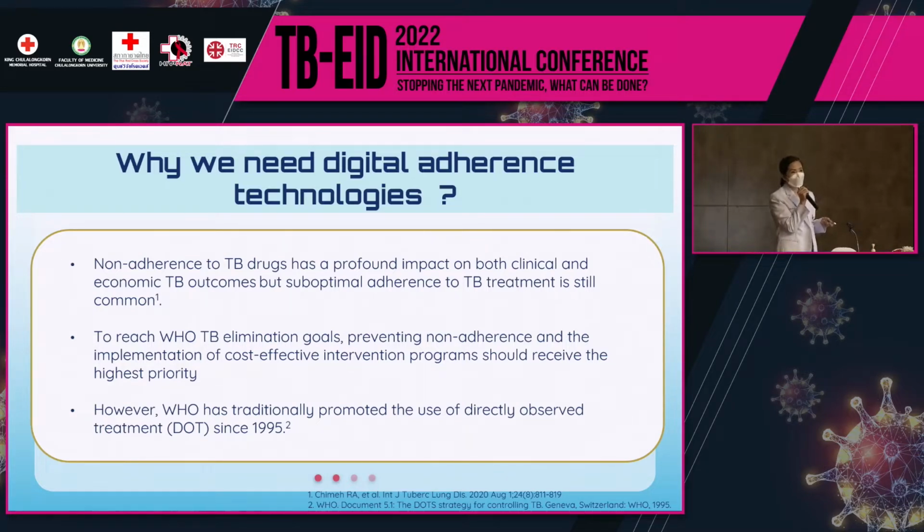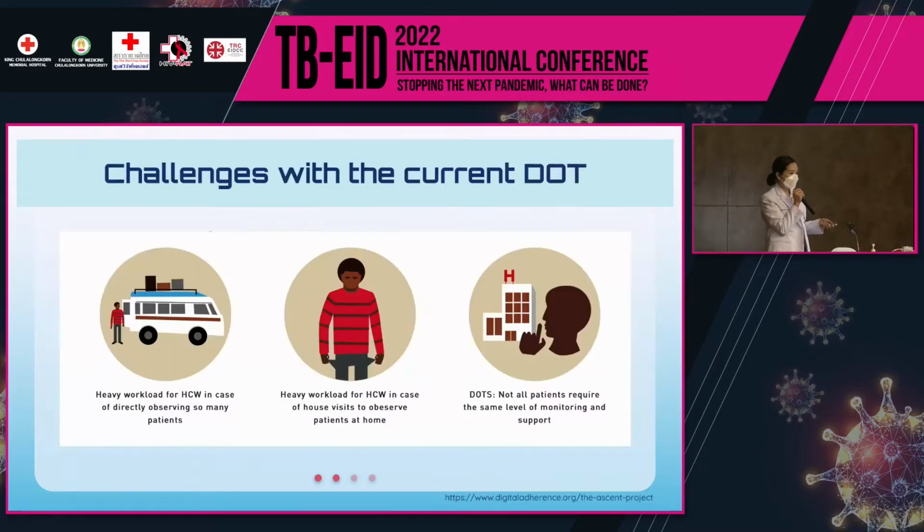However, conventional DOT, or directly observed therapy, has been implemented since 1995, but there are some challenges in the current DOT. It is a heavy workload for healthcare workers when there are many patients to receive DOT, and it costs a lot for healthcare workers or patients if they have to travel to the clinic or make home visits. And not all patients require the same level of monitoring support.